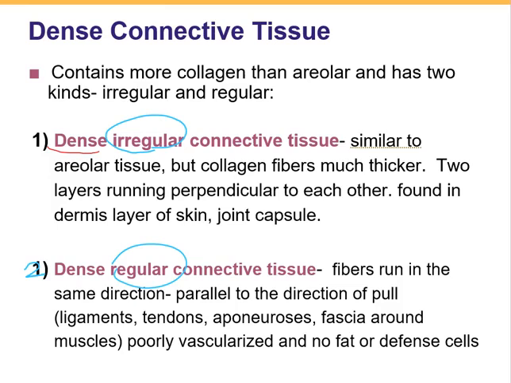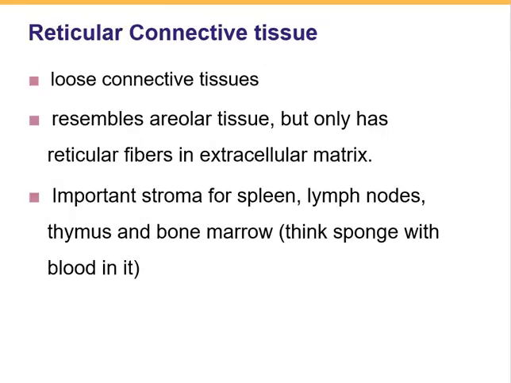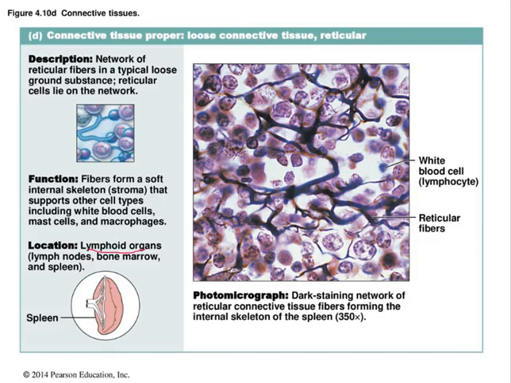Reticular connective tissue is another type of loose connective tissue, which resembles the areolar tissue, but it only contains reticular fibers in its extracellular matrix, and it is found in the stroma of the spleen, lymph node, thymus, and bone marrow. And this is the image of the reticular connective tissue under the microscope, where you can see these dark black thick lines, or reticular fibers. We can find fibroblasts as the primary cells, and also other immune cells like white blood cells in this connective tissue.